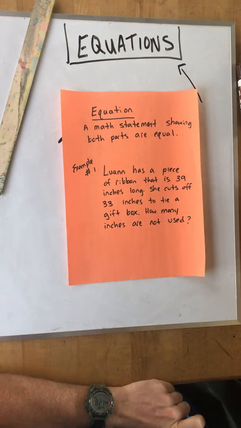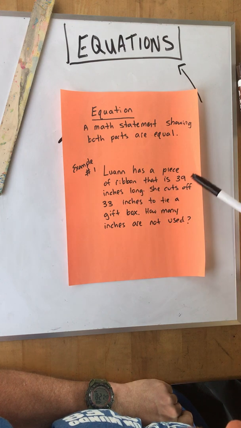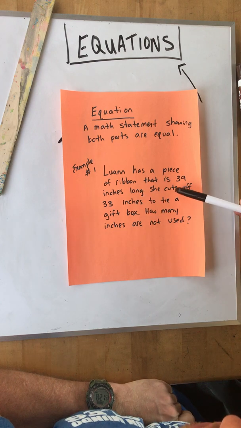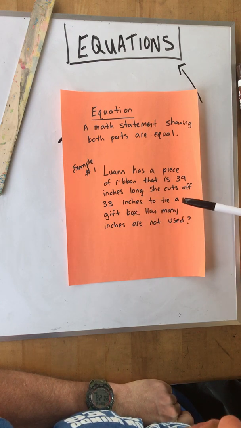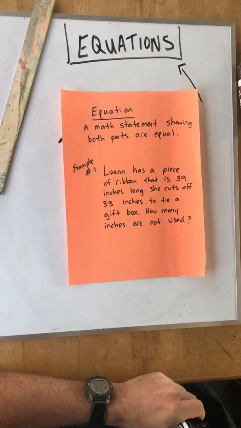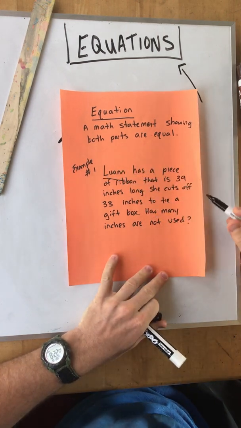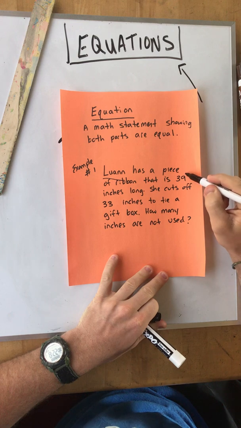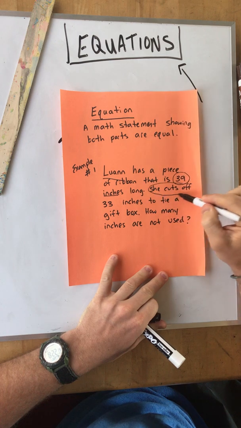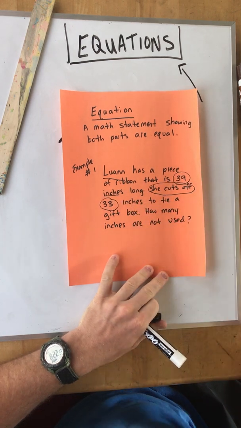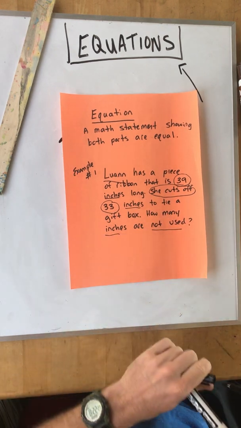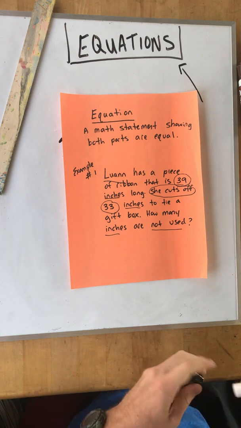Here's my first example problem. Luann has a piece of ribbon that is 39 inches long. She cuts off 33 inches to tie a gift box. How many inches are not used? So let's figure out the equation so that we could solve the problem.